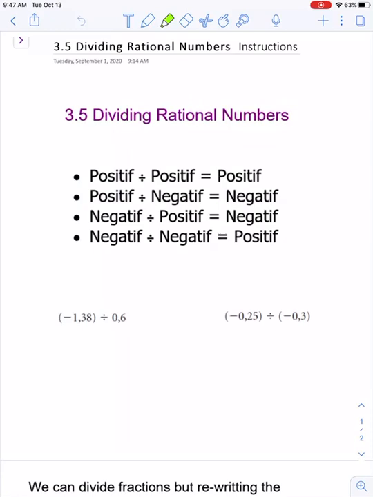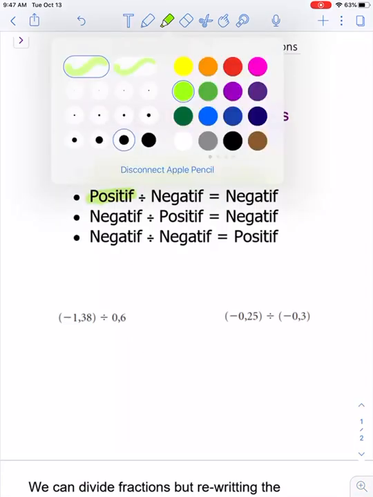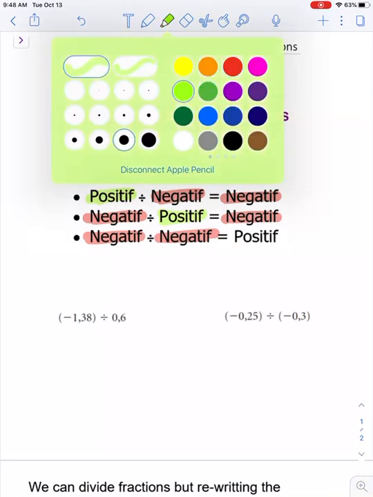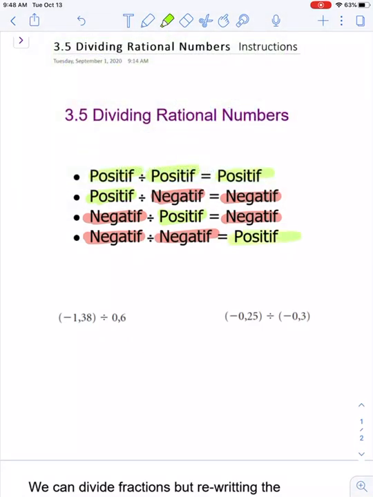Dividing rational numbers. Like we saw with multiplying rational numbers, if we are dividing a positive by a positive, we're going to get a positive answer. If we divide a positive number by a negative number, we're getting a negative answer. If we divide a negative by a positive, we're going to get a negative answer. And if we divide a negative by a negative, it's going to become positive.